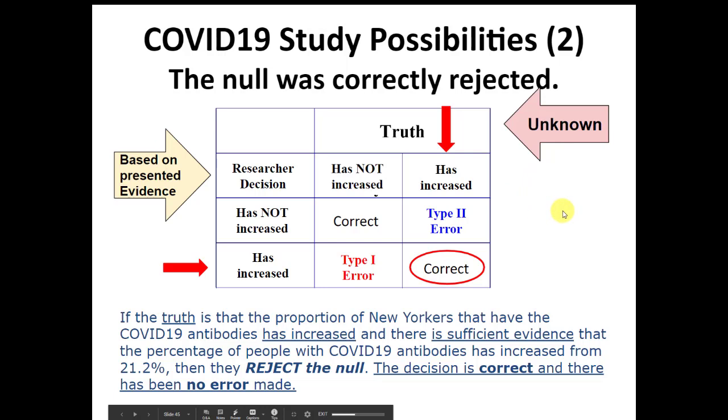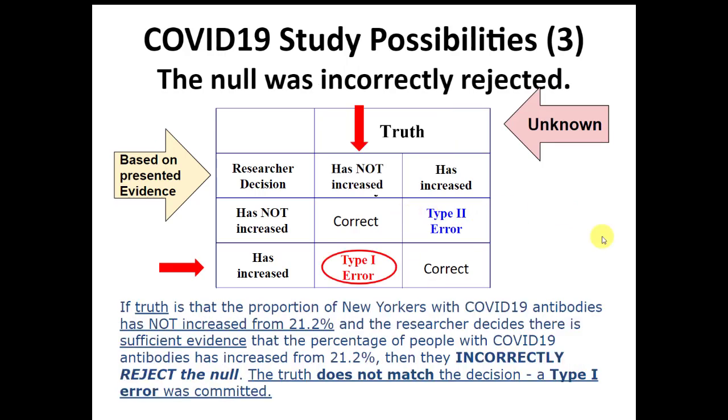The study provided enough evidence that it is reasonable to assume that the truth is the same as the study. The decision to reject the null is correct and no error has been made.